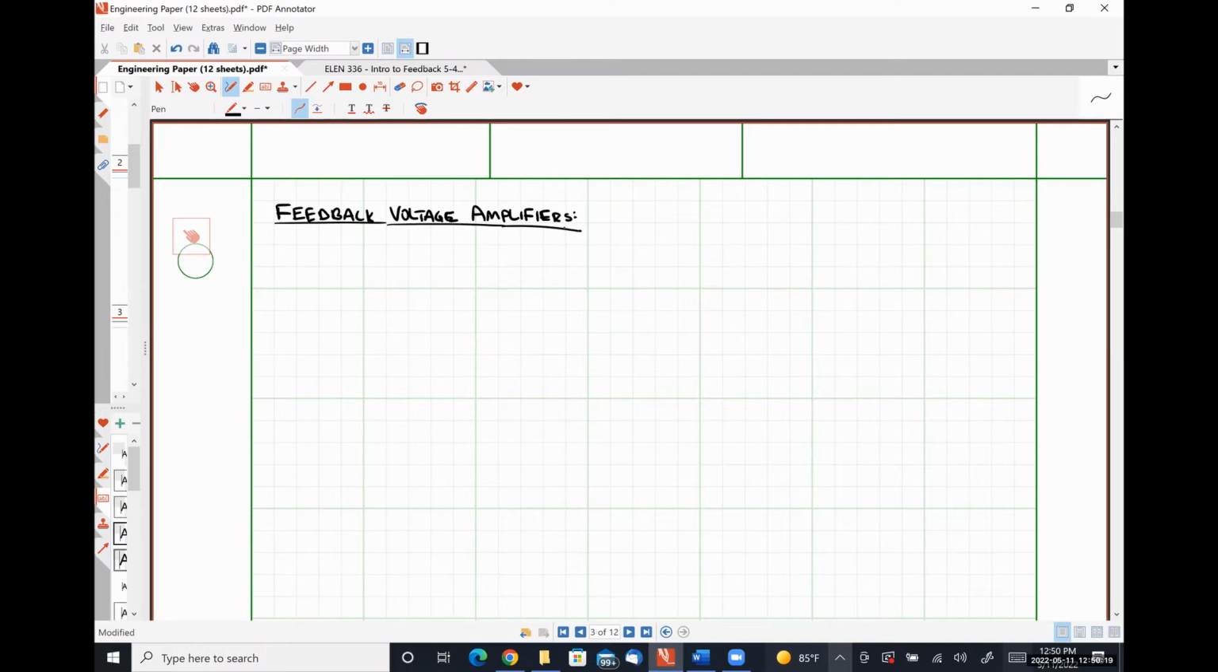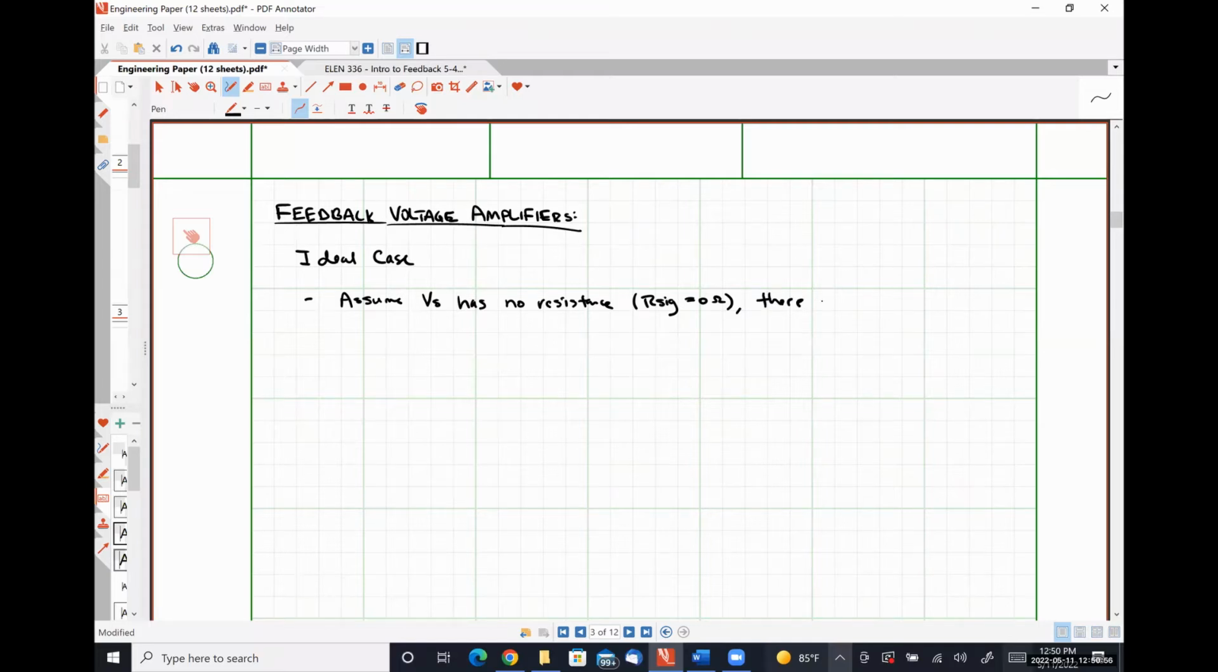So we're going to start by looking at an ideal or idealized case. And in our idealized case, we are going to assume that our source Vs has no internal resistance, meaning that R sig is equal to 0.